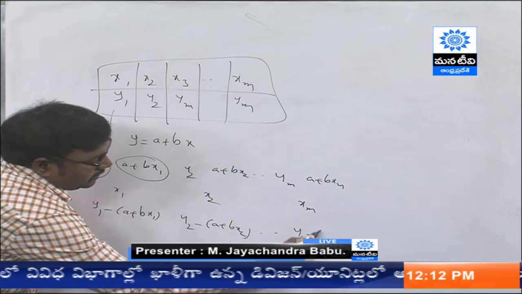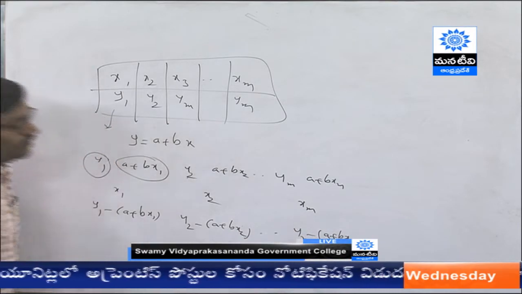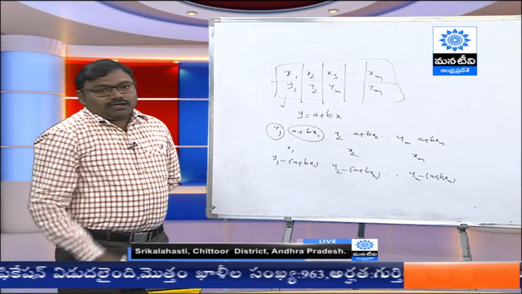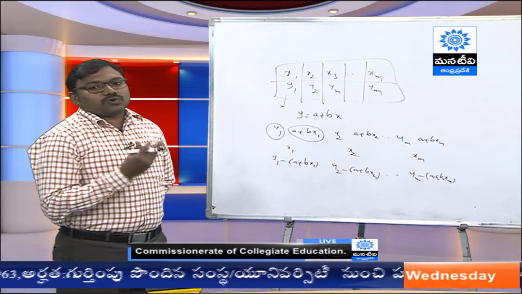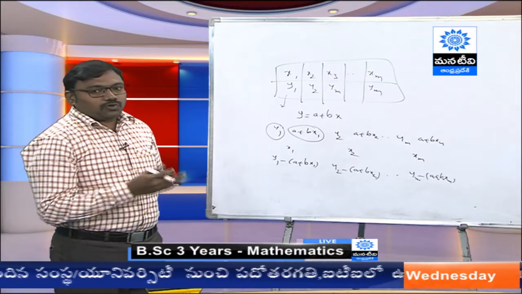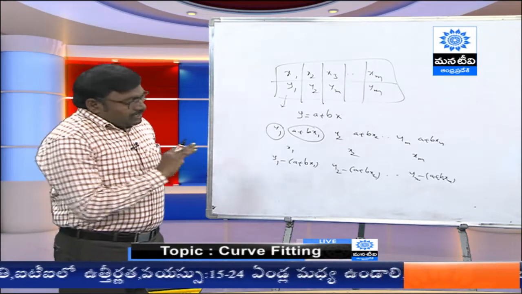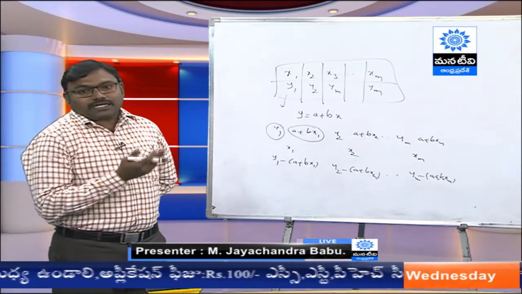So, these are the errors when we fit a straight line to the data. As I already mentioned, we need to focus on the error in the solution when we are applying a numerical method. So, we need to reduce the error as much as possible. This is the part of the least squares method in curve fitting.